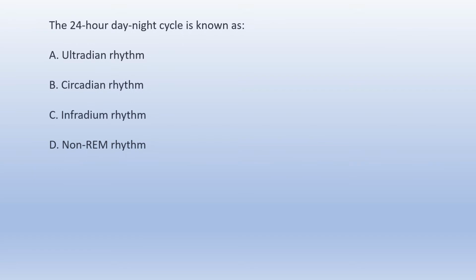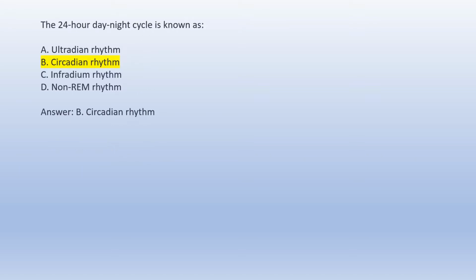The 24-hour day-night cycle is known as A. Ultradian rhythm. B. Circadian rhythm. C. Infradian rhythm. D. Non-REM rhythm. Answer: B. Circadian rhythm.